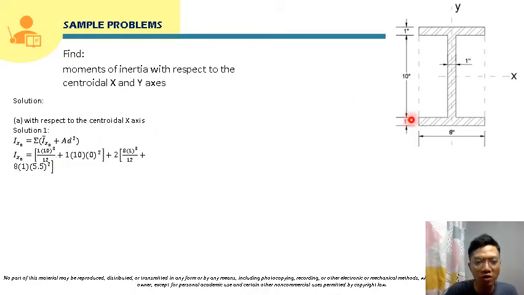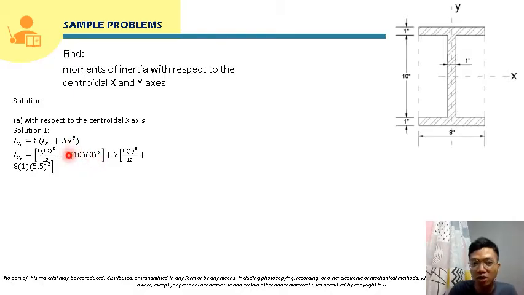We will first solve the centroidal moment of inertia of this rectangle. This rectangle is actually the web of this wide flange beam. It is a rectangle whose thickness is 1, so the base is 1 and its height is 10. Its x-centroidal moment of inertia, with respect to the axis of this rectangle alone, is bh cubed over 12.